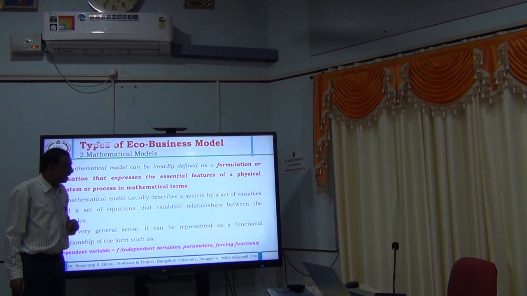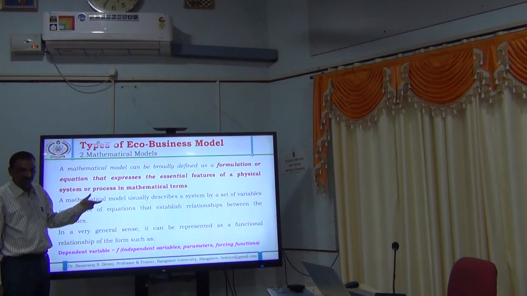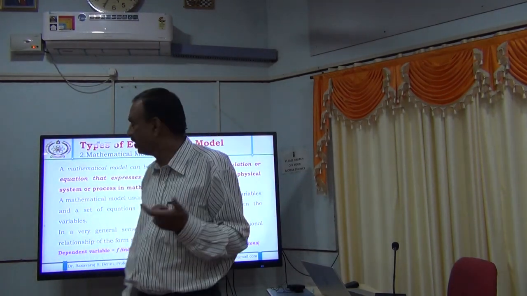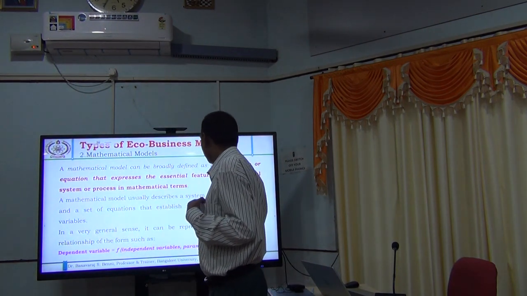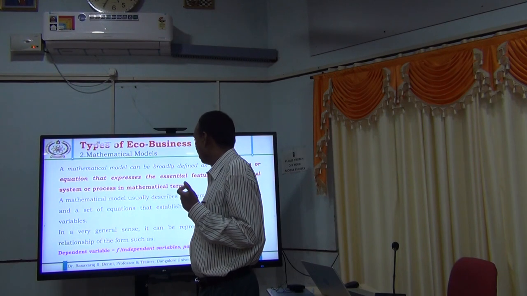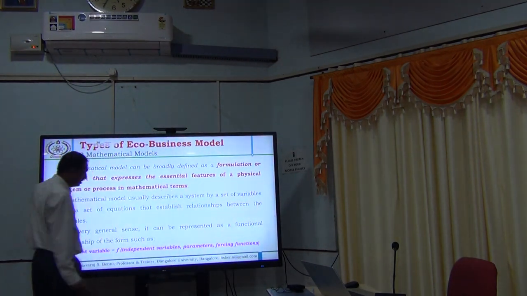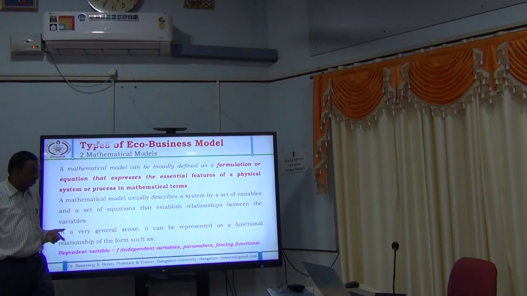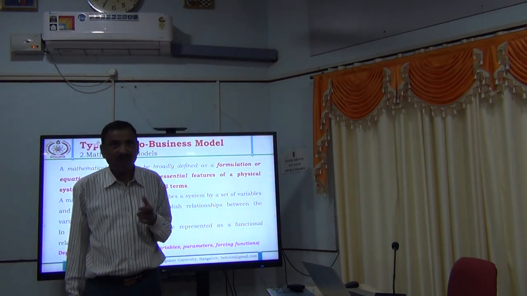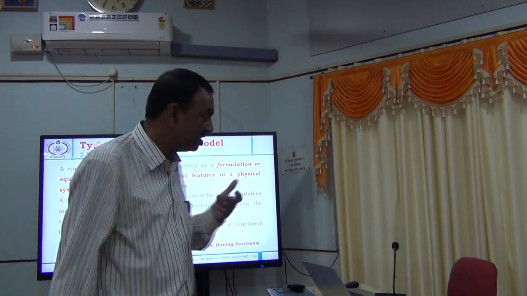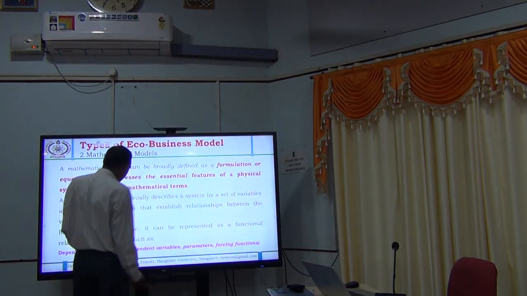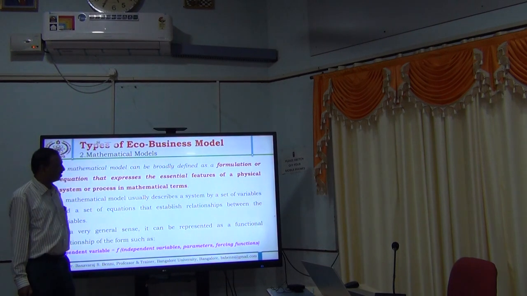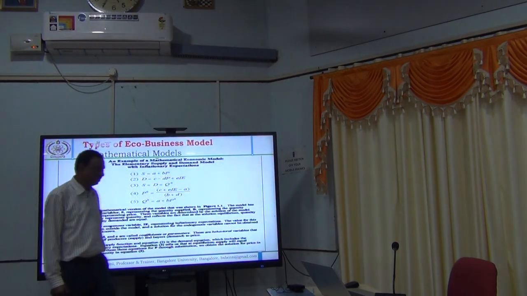A mathematical model usually describes a system by a set of variables and a set of equations, either a single equation model or a simultaneous equation model. In a very general sense, it can be represented in functional relationship form, where a dependent variable is a function of independent variables, parameters, and forcing functions. The mathematical form of the function is simple: a dependent variable is a function of independent variables, parameters, and forcing functions. Okay, we have a live example. Now look at what all we can see in this.